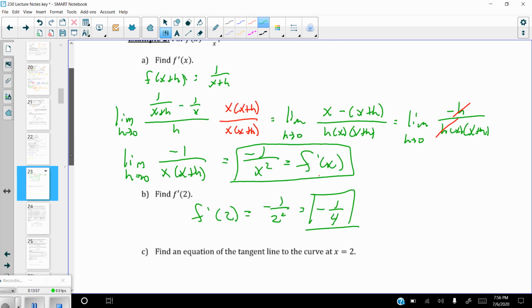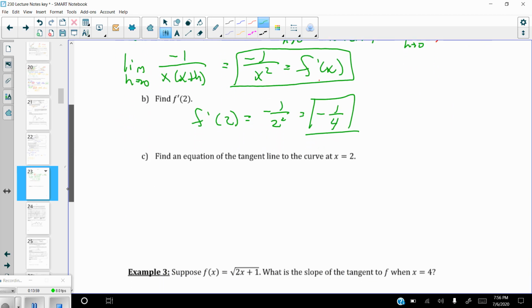Now part C says it wants us to find the equation of the tangent line to the curve at x equals 2. Well, if you're going to write the equation of a line, and we haven't done this yet, you really need 3 things. You need the slope, which we just found, and you need an x and a y value. Because we're going to use what's called point slope form of a line.